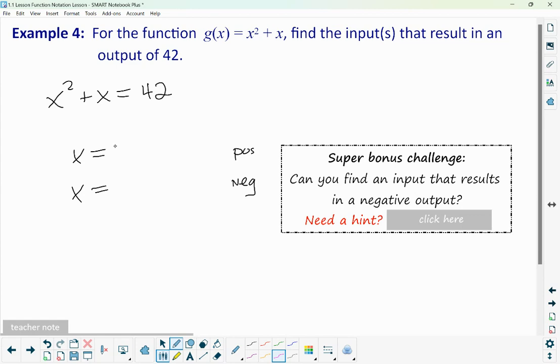Okay, so the positive x value that makes this equation true is 6. That's because 6 squared plus 6 is equal to 42. So that works. And then there is a negative number as well that makes this equation true. The negative number is -7. That's because -7 squared plus -7 is equal to 42. -7 squared is positive 49, and then we're subtracting 7 to get 42. For the video, I'm not going to talk about a super bonus challenge problem. Come to class, though, and we talk about those.